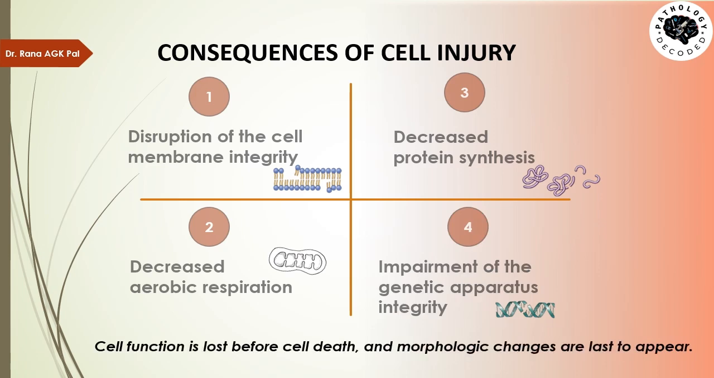Cell function is lost before the cell death, and the morphological changes are last to appear. What this means is that the cell function will be impaired initially and the cell would still look normal. But if the stress persists, then slowly the changes will appear in the cells, which we will be able to see in the microscope.